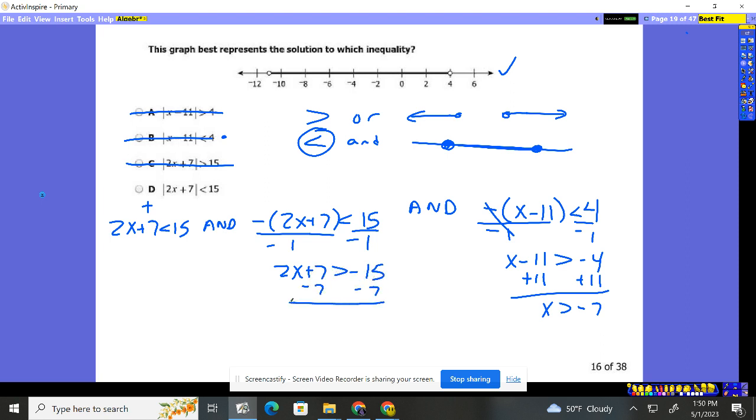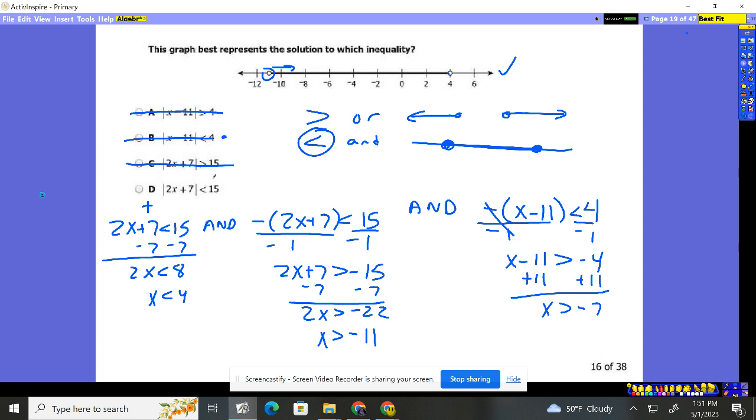Subtract your 7, subtract your 7, 2x bigger than what? -22. Divide by 2. X is bigger. Sign does not flip because we didn't divide by a negative here. -11. Notice that's what we have right here. X is bigger than negative and going that way. We solve this, -7 minus 7, 2x smaller than 8, divide by 2, less than 4 here. So that's our picture. It is open circle because it doesn't have an or equal to.